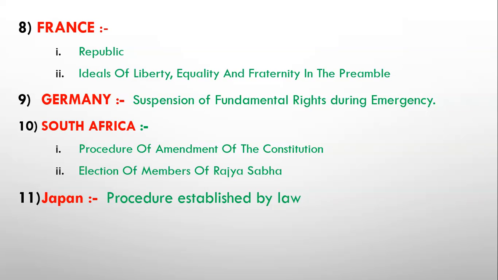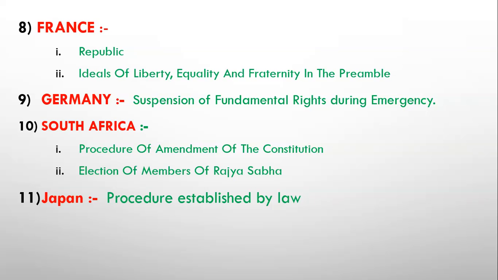Now friends, the procedure of the amendment of the Constitution and the election of the members of Rajya Sabha, both of these things were adopted from the Constitution of South Africa. I have told you that Parliament has the power to amend the Constitution. So what is the procedure to amend the Constitution? This procedure was adopted from the Constitution of South Africa. And I have also told you that the members of Rajya Sabha are elected indirectly, meaning they are elected by the members of the legislative assemblies of the state.